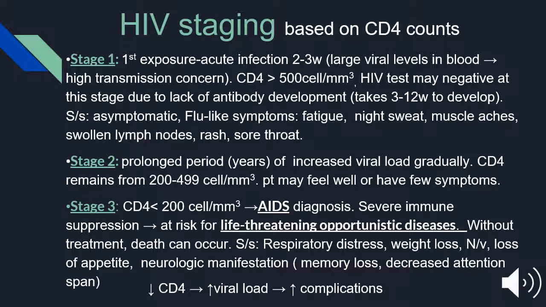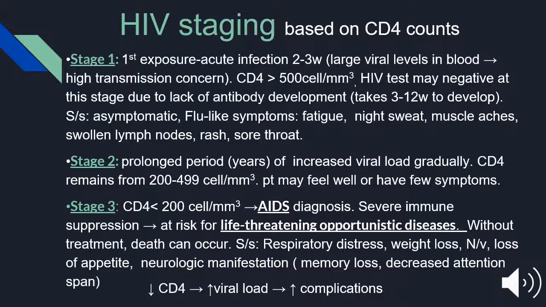Stage 2 is a prolonged period of gradually increasing viral load, and your CD4 remains from 200 to 499 cells per cubic millimeter, and you may feel well or have a few symptoms. So in this stage, if you are adherent to the treatments, you can prolong this period to 2 years.